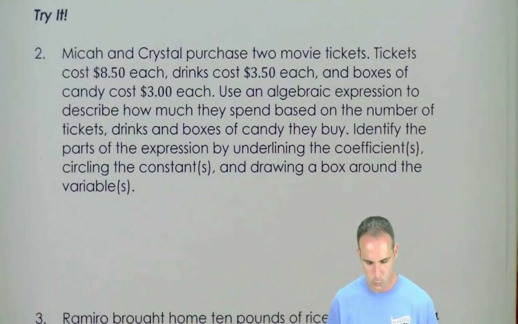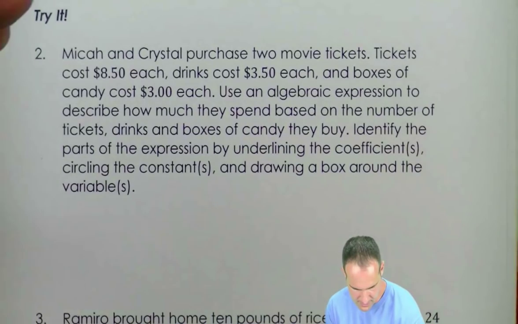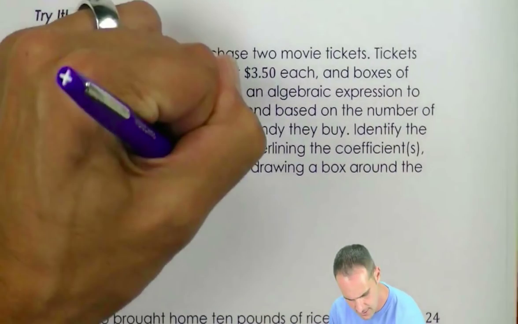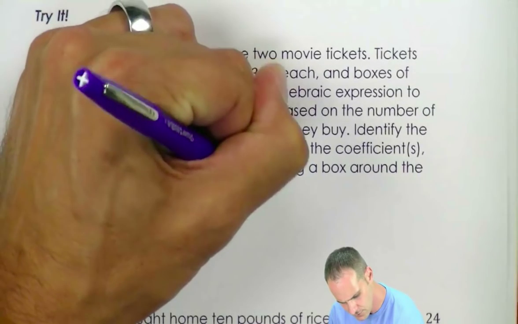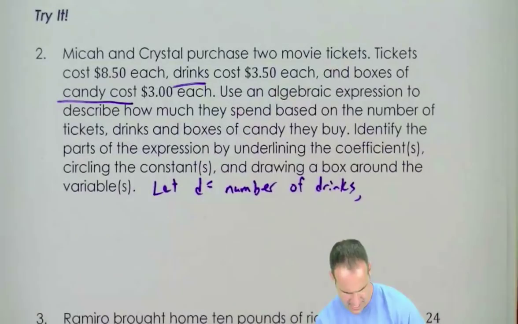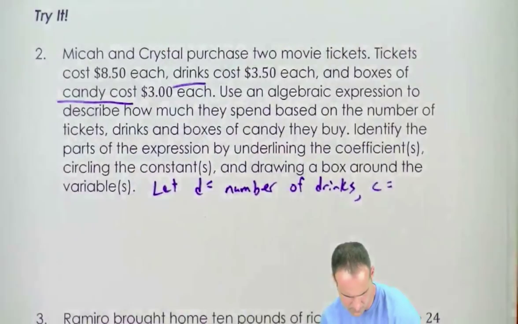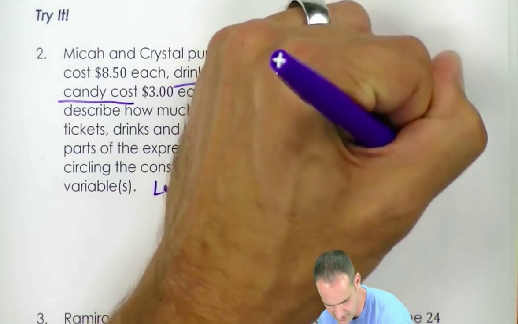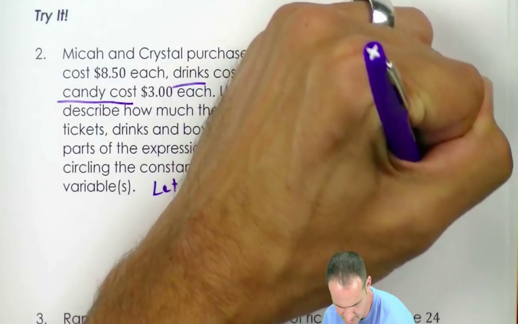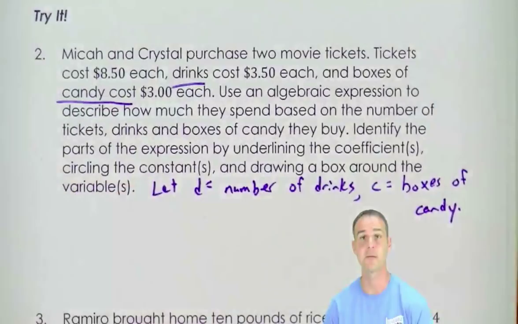Okay, so first of all, what are the variables here? Well, it would be the boxes of candy and the drinks. So I will let D equal the number of drinks, and C equal the boxes of candy. I could do B for box, or I do C, since candy's boxes of candy. That's what I'll define the variables as.